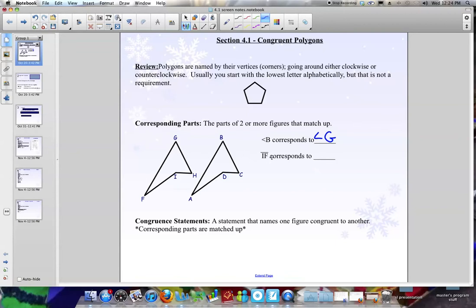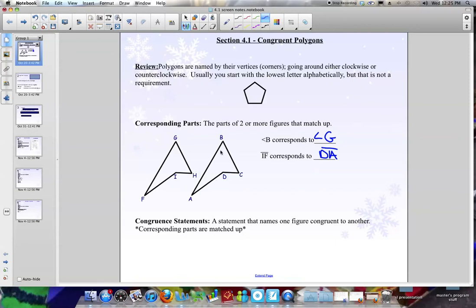Okay? Same thing works with segments. Since polygons are made up of angles and segments, segment IF, if you slid it over, would land on top of segment DA. Notice I put D first because I corresponds to D. Your congruent statements are the way you would name polygons and say that the whole polygon is congruent to the whole polygon. Okay? Corresponding parts have to match up.